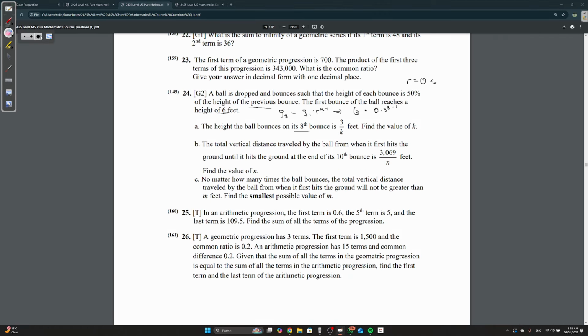Okay, for part B and part C, many people solve this wrong. I'm going to show you what I do and what people do. The total vertical distance traveled by the ball from when it first hits the ground until it hits the ground at the end of the 10th bounce is 3069 over n feet. Find the value of n. So this is obviously a geometric progression. We want the total distance, so we're looking for the sum of the geometric progression until the 10th term, right?